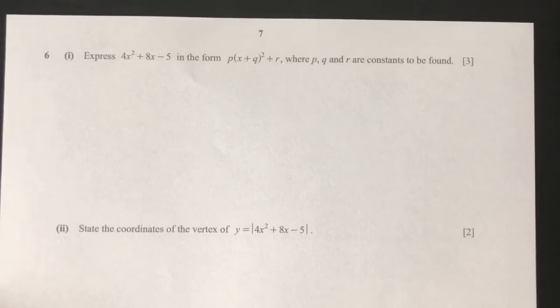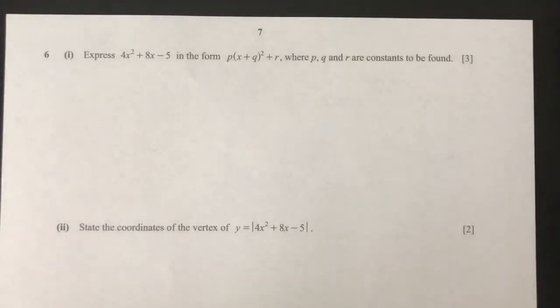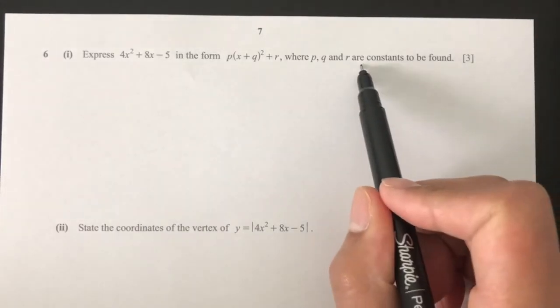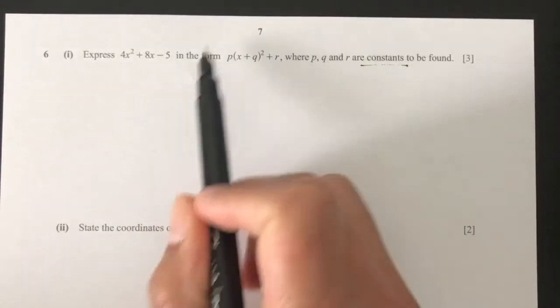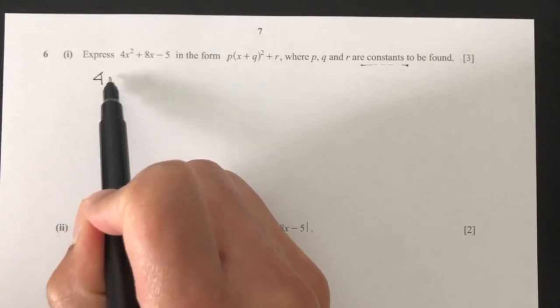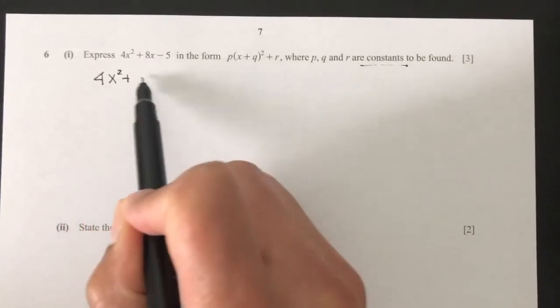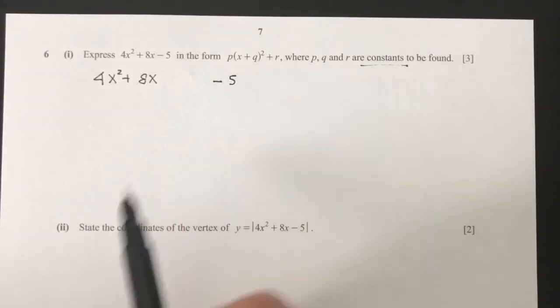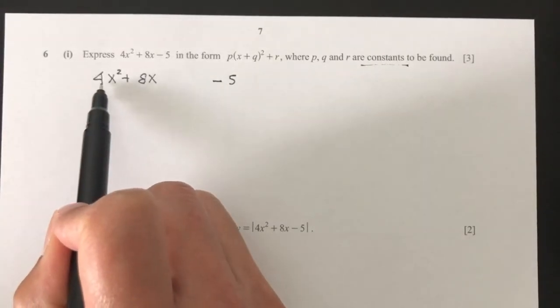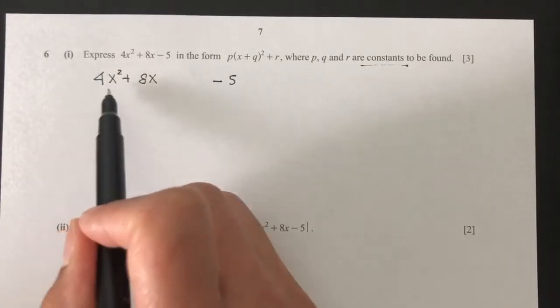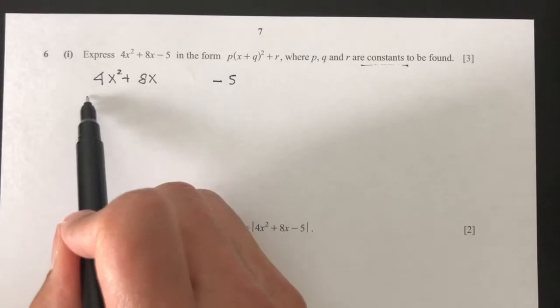Now let's move on to question number 6. We have to express this in the form of this, where p, q, r are constants to be found. So we have to complete the squares. So let's do step by step. What I like to do is rewrite this as 4x squared plus 8x, leave some space, and then write minus 5. Now the coefficient of x squared is 4. It is not 1, so we have to factorize this outside. So we take 4 out.